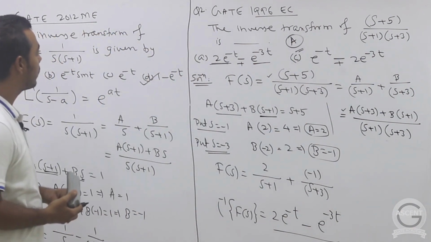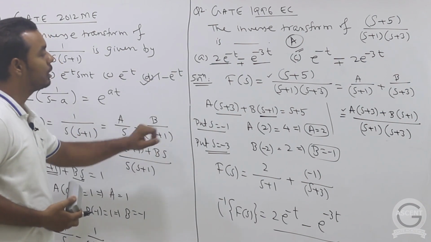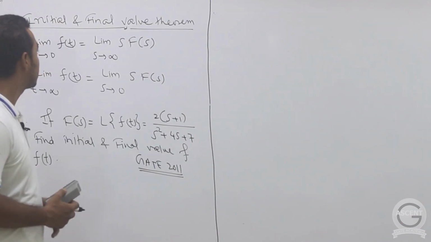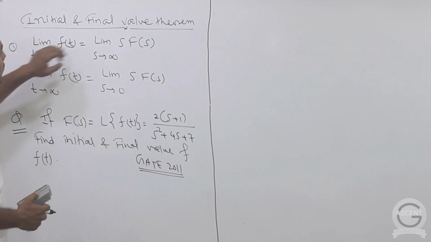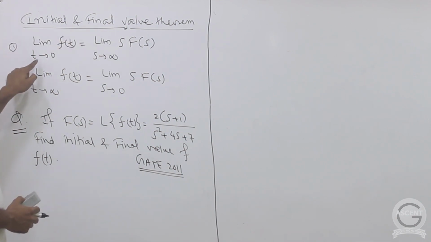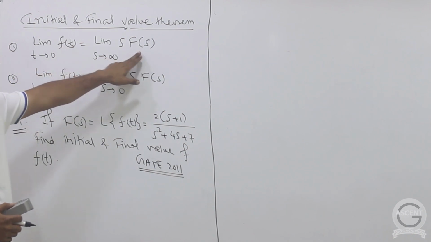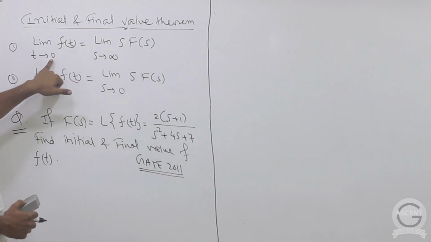So this was the last problem on inverse transform. Now after this we have to talk about initial and final value theorem. Okay, so the next concept from this chapter is initial and final value theorem. These theorems are used to calculate the value of f(t) and F(s), if f(t) is known at 0.